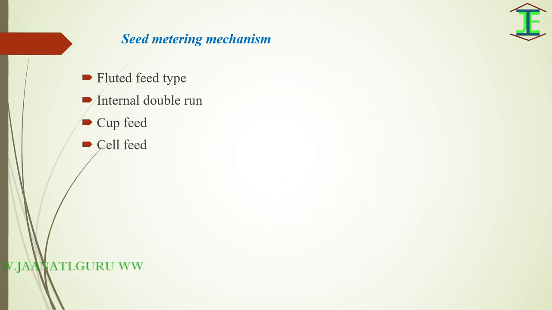Cell feed mechanism. So cell feed mechanism has cells on the circular wheel. Brush feed mechanism. In brush feed mechanism, there will be brush which regulates the flow of the seed into the seed tube. The bullock drawn planters use this brush feed mechanism only.